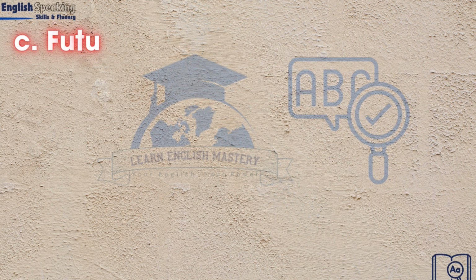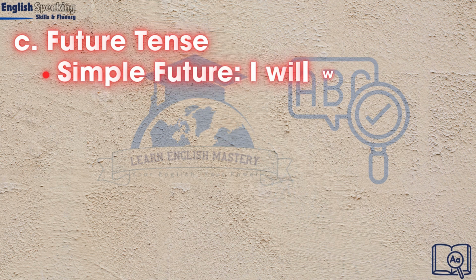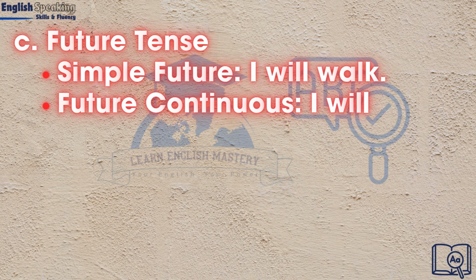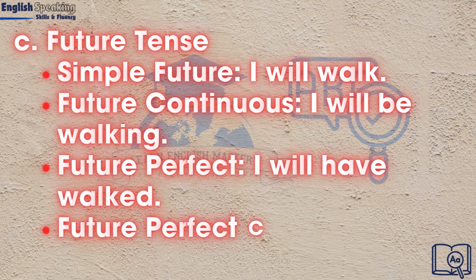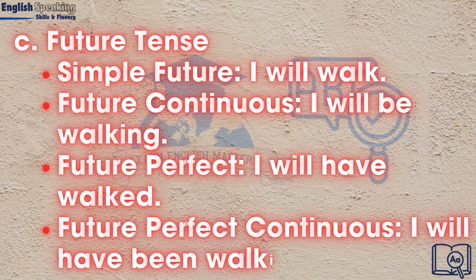C. Future tense. Simple future: I will walk. Future continuous: I will be walking. Future perfect: I will have walked. Future perfect continuous: I will have been walking.